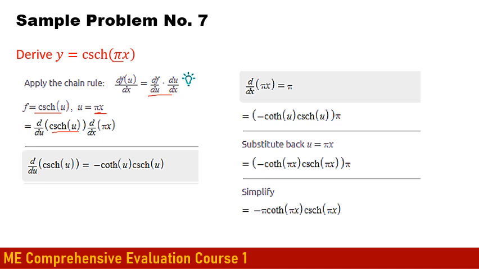So putting this result in the working equation, we will obtain this. Then we will have to put back the value pi x. And then simplify, and we can obtain the result negative pi hyperbolic cotangent of pi x multiplied by hyperbolic cosecant of pi x.